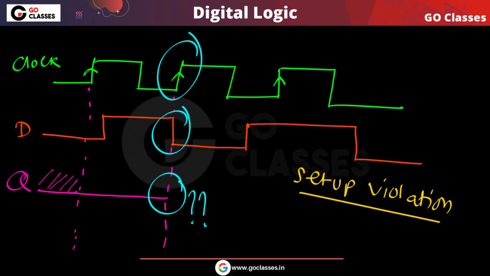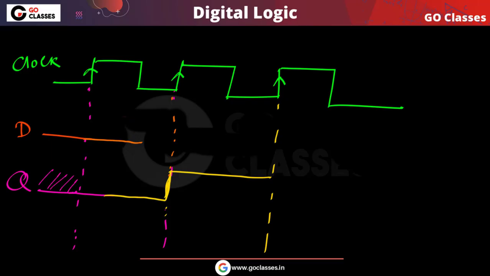So I need to do something else. I need to change this input and provide this 1, because I want my output to be 1. So I need to provide this input sometime before this rising edge. Now there is one more point. I need to provide this input sometime before the rising edge, and also I need to keep this D equal to 1 sometime after this rising edge.